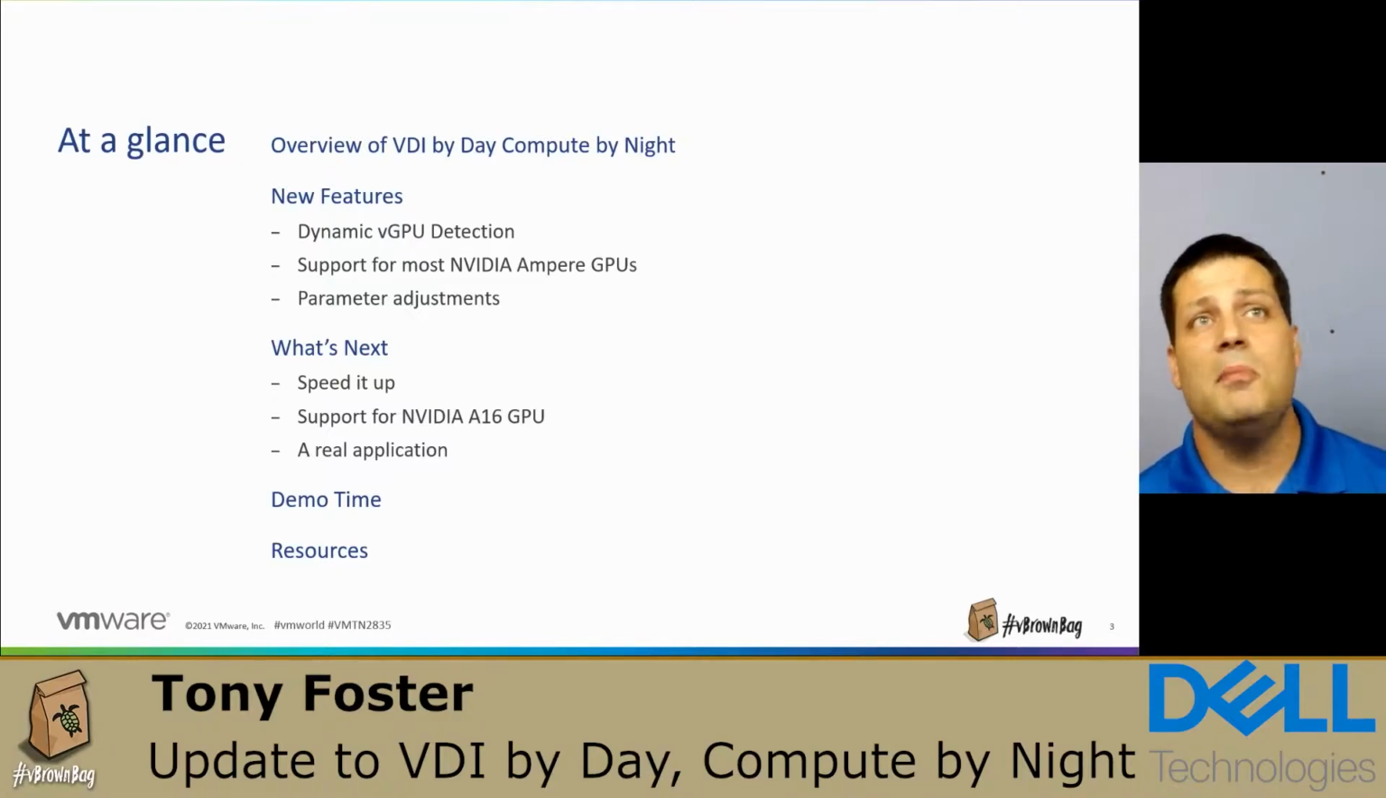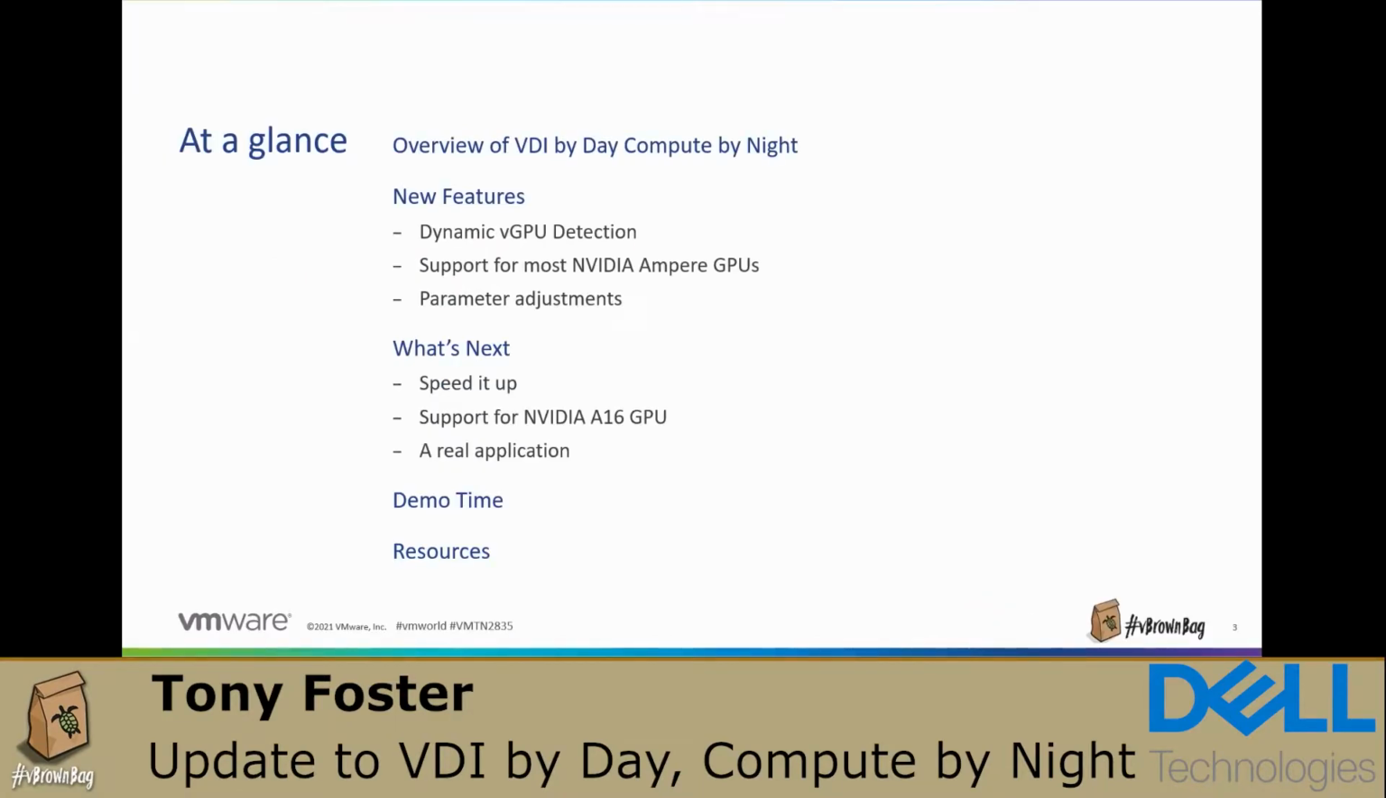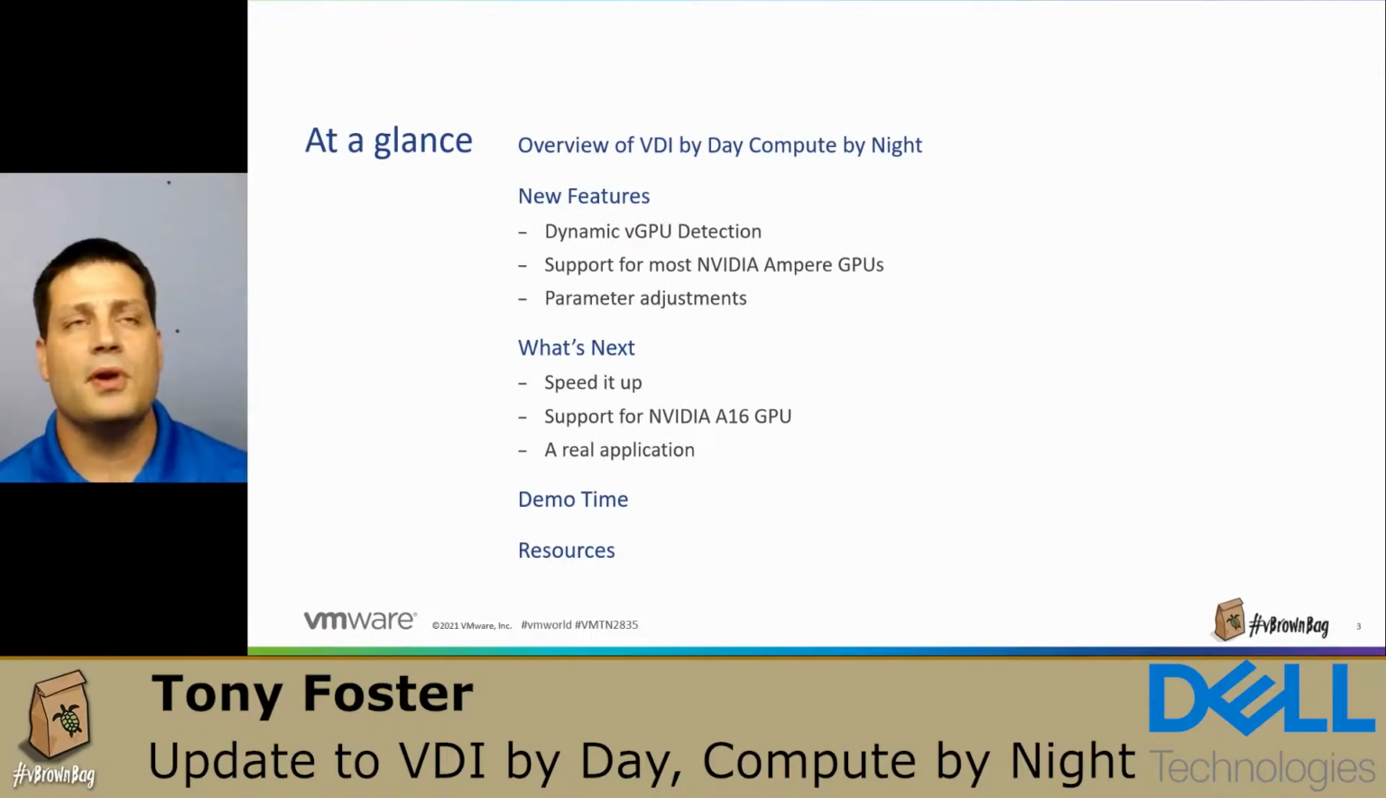Specifically, we're going to talk about dynamic vGPU detection and support for the NVIDIA Ampere GPUs. So lots of goodness there. I know a lot of people are excited about those new GPUs. We're going to talk about some parameter adjustments, something you may not have realized with vSphere 7 and changes in how some of the things function. And then we're going to go into what's next for this script.